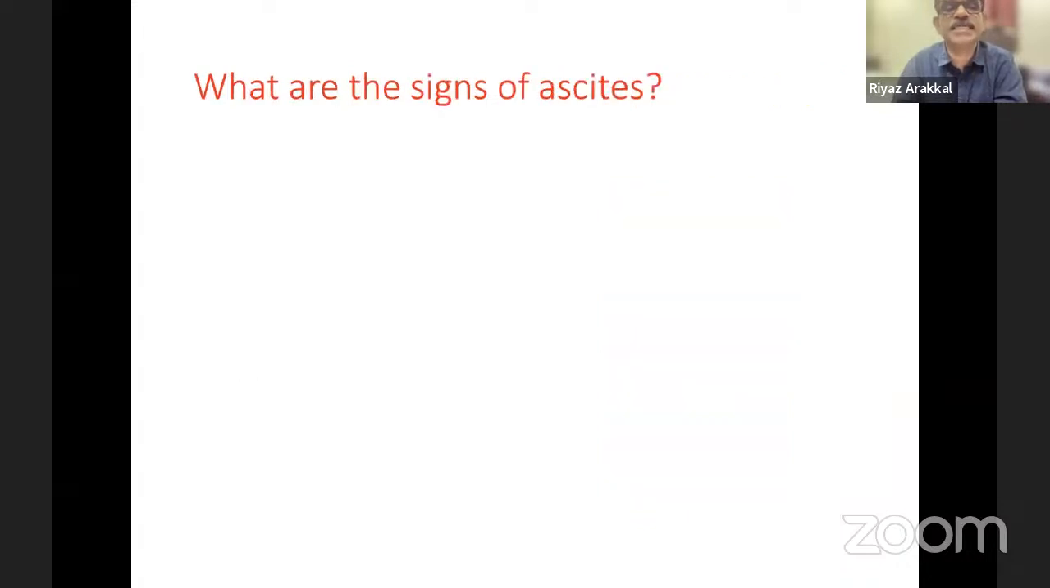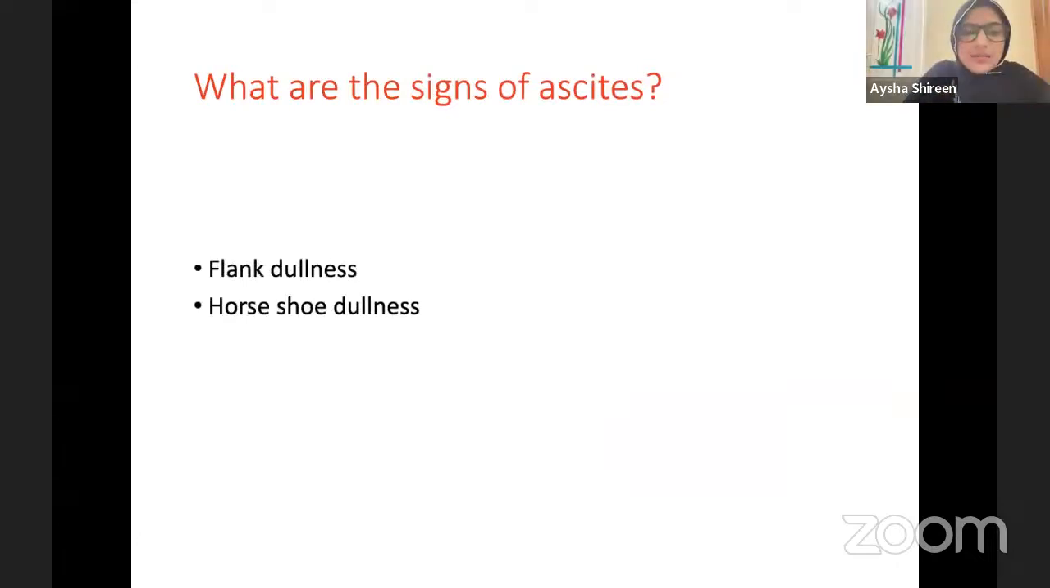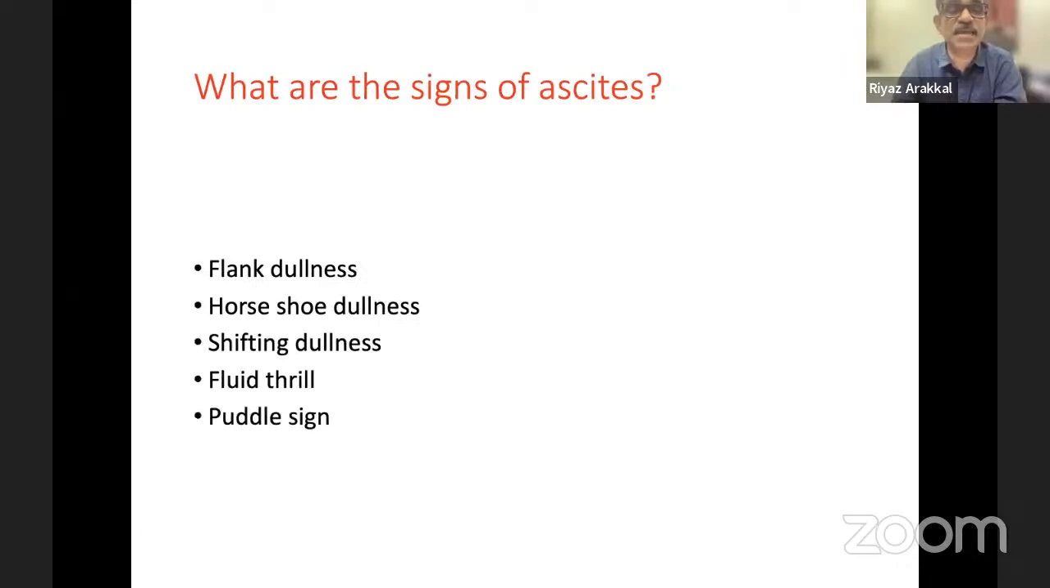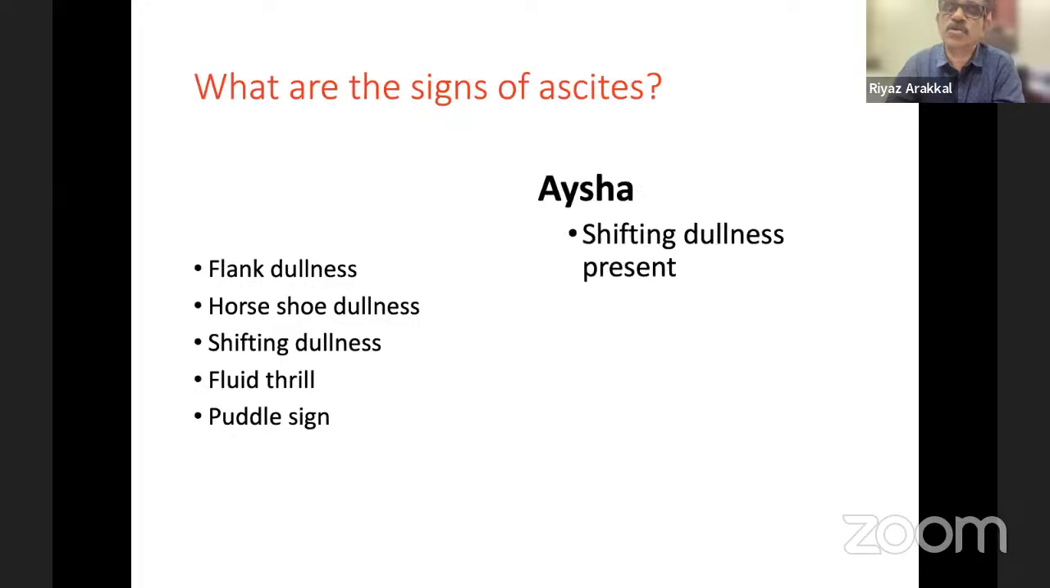Now, what are the signs of ascites? One is flank dullness, horseshoe dullness, shifting dullness, fluid thrill, and puddle sign. These are classic signs of ascites. Okay. So, Aisha, you can continue.